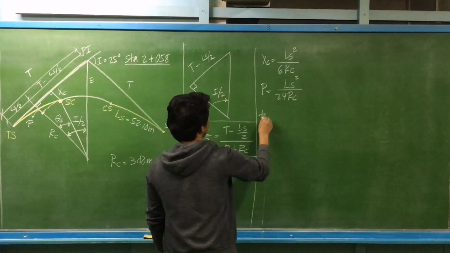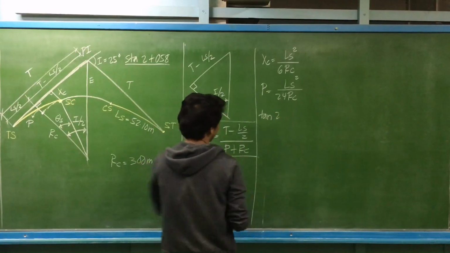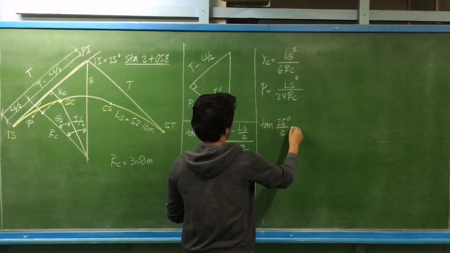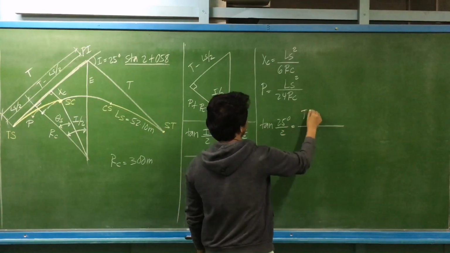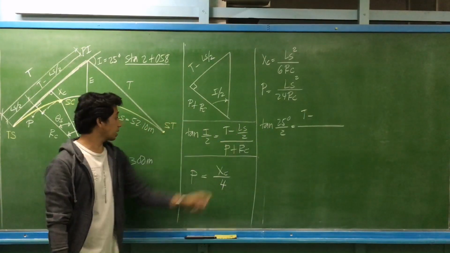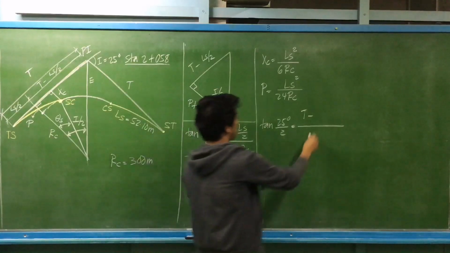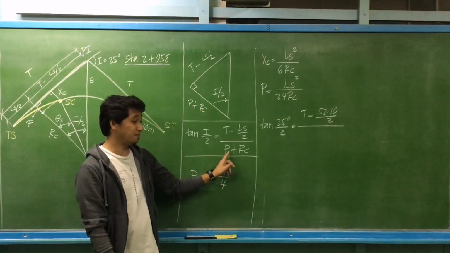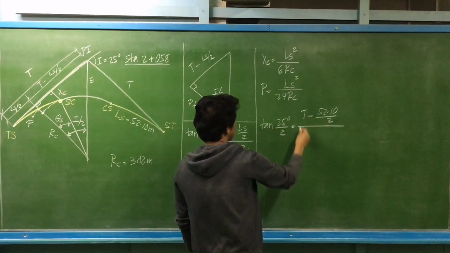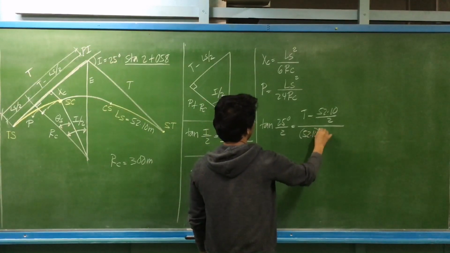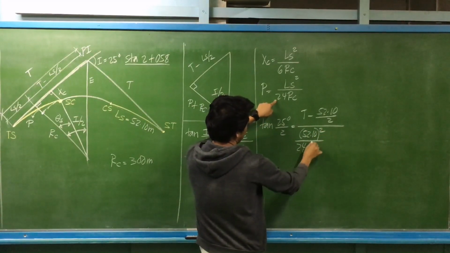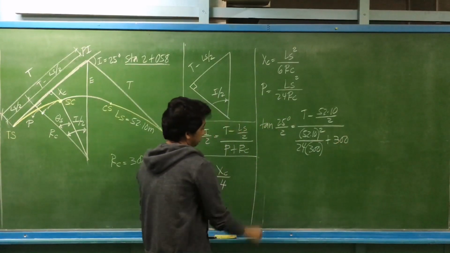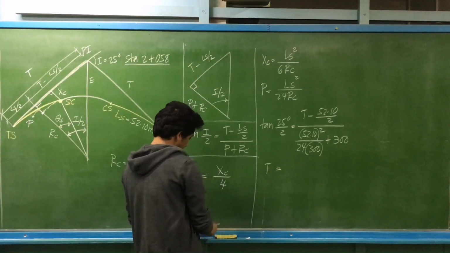So yan. This is the tangent of 25 degrees divided by 2 is equal to, tangent distance minus length of the spiral, given siya na 52.10, divided by 2, all over the length of throw, that is LS squared, we have 52.10 squared divided by 24 times 300, plus radius of the central curve 300 meters. Let us compute for the tangent distance.